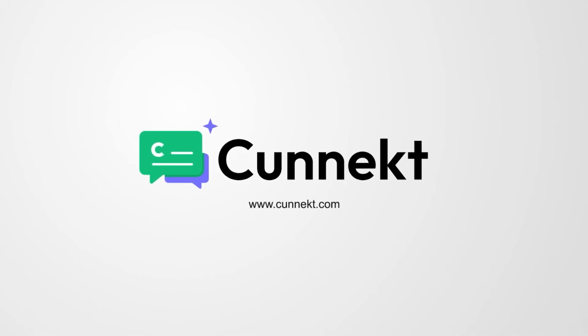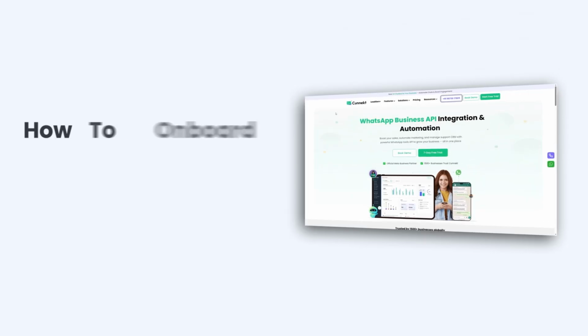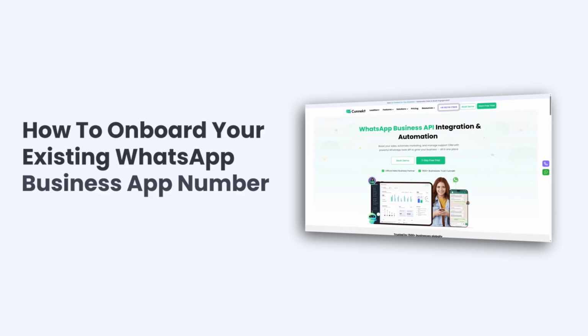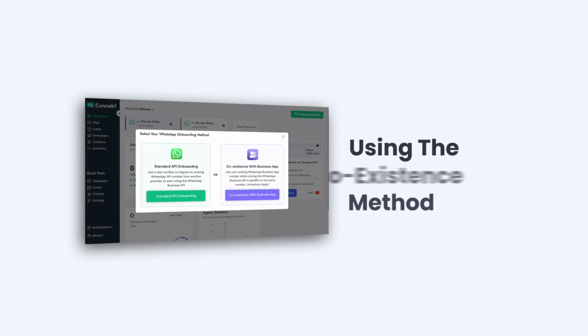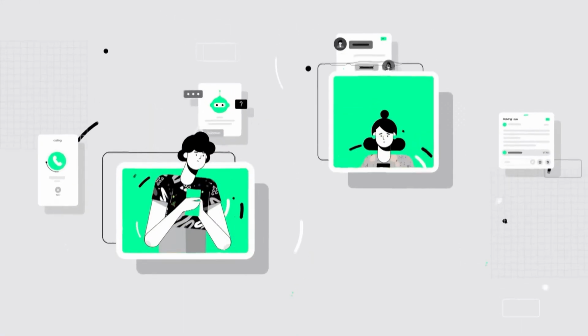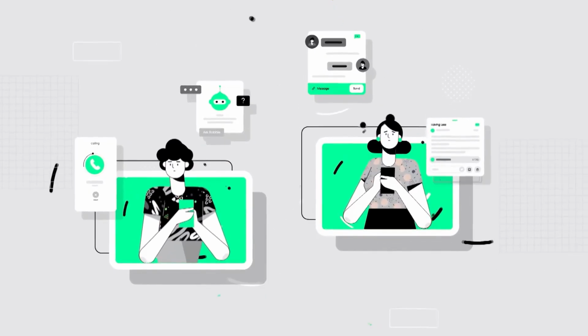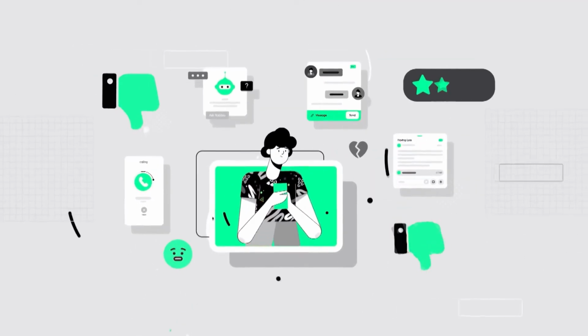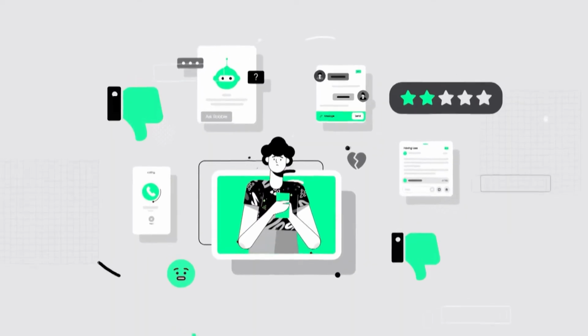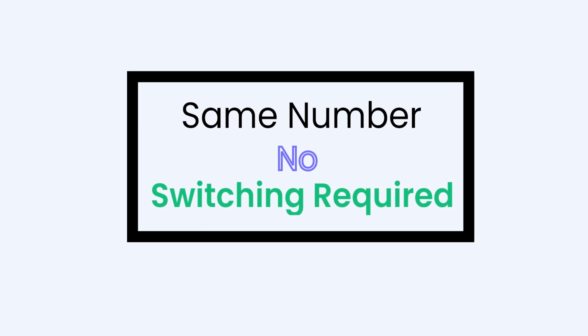Welcome to Cunnekt. In this quick guide, we'll show you how to onboard your existing WhatsApp business app number using the coexistence method. What that means practically is you get to keep using your WhatsApp business app as usual, while also connecting it to the WhatsApp Business API. On the same number, no switching required.